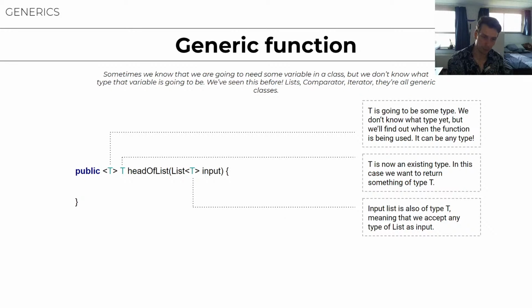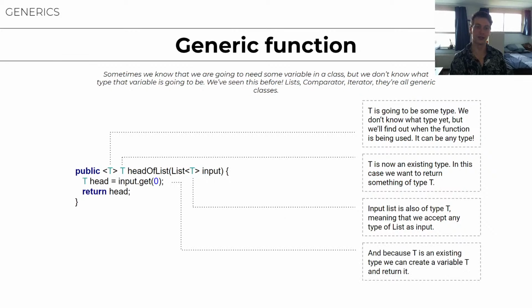What is important with a generic function is that the generic type T depends on the input parameters that it has. In this case, it gets a list of T as input. That T is basically the T that determines every other T. That's a lot of T. I hope this is clear. So what I can now do is say T head is input.get(0). T is now a valid type in this function. So we can say T head is input.get(0), and then we can return that.